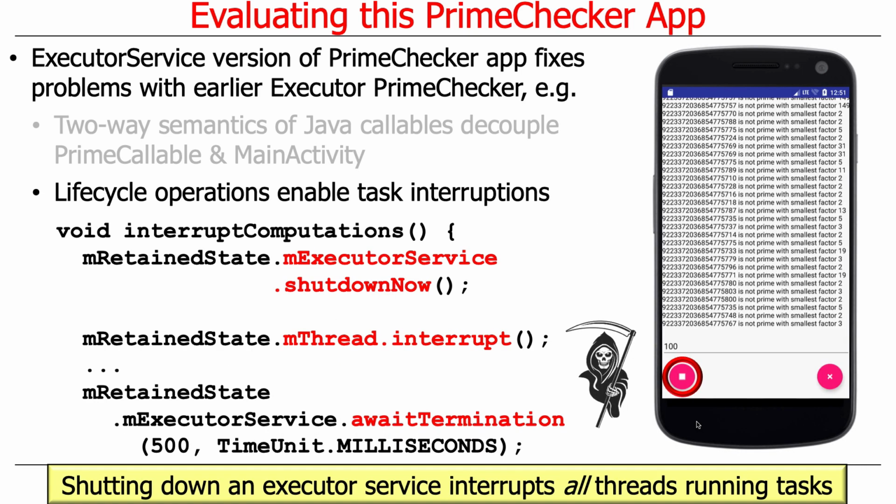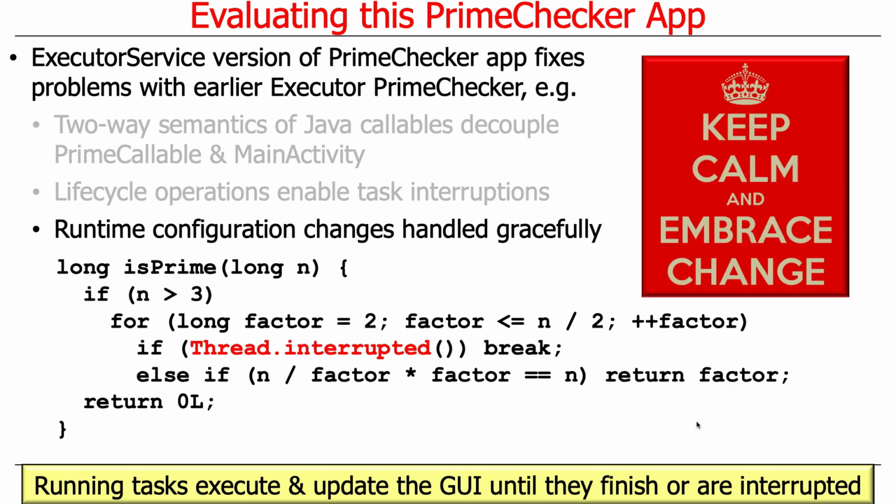The code over here interrupts threads, either by shutting down the executor service or interrupting the background thread. And then this is an example of how we check for that and handle it by breaking out of our loop. Because otherwise this could run for a long time, because checking whether a big number is prime is expensive if it's prime. It takes a while.